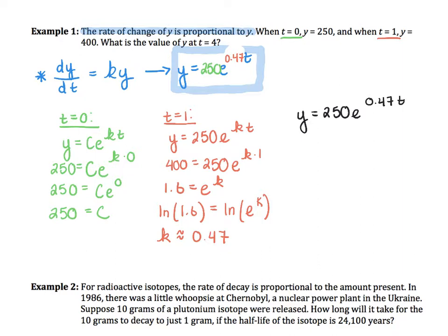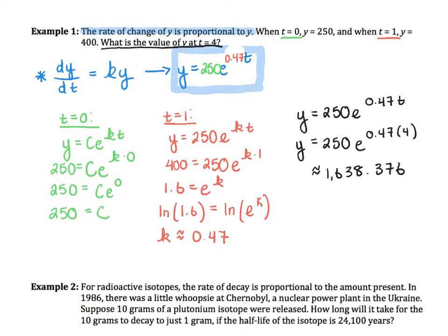And now we can actually answer the question that they've asked. What is the value of y at t equals 4? Well, now that becomes almost trivial, especially since we have calculators. We've got y equals 250 e to the 0.47 times 4, which, if you do your math, should be approximately 1638.376.